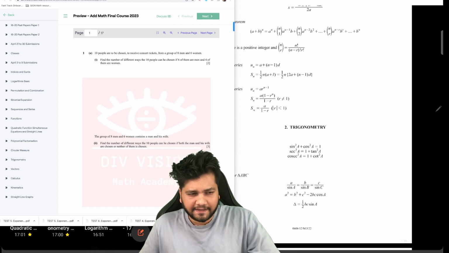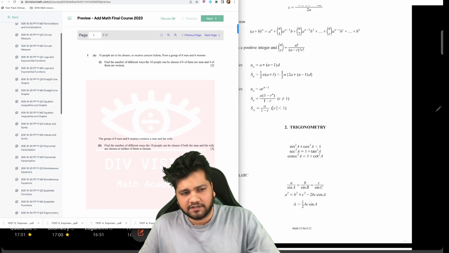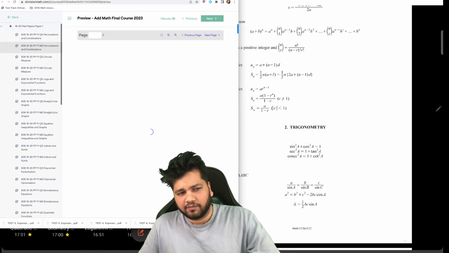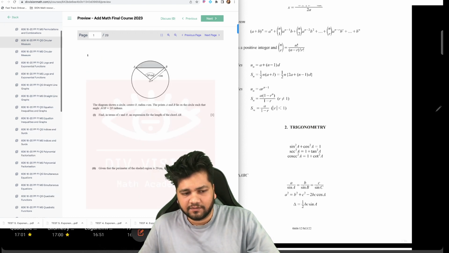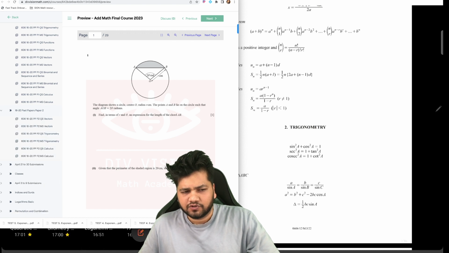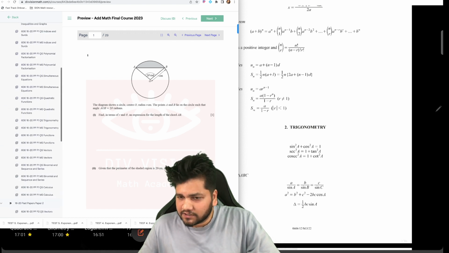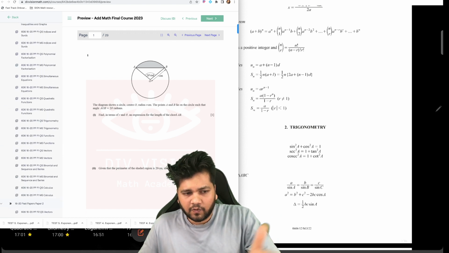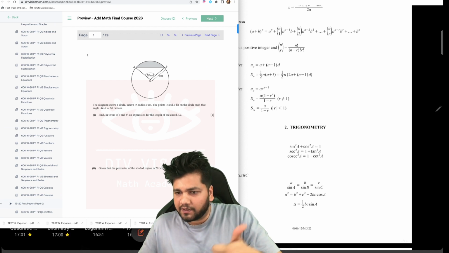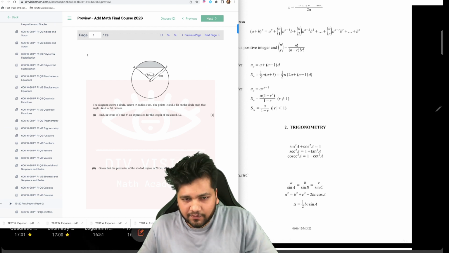to 20. So your task is simple, all you have to do is just do all these papers, which as you can see is paper 1, permutation combination along with the mark scheme, then circular measure paper 1 along with the mark scheme. Along with that we have this paper 2 as well. So in total there are 28 documents, which consist of 14 question sets and 14 mark schemes for paper 1, and similarly that is there for paper 2.